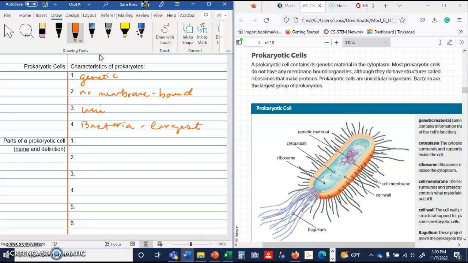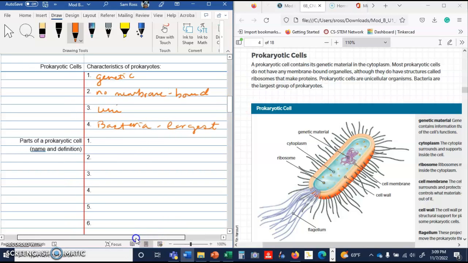So hopefully you'll write more than I did, but if we go back to number 1, characteristics of prokaryotes, a prokaryotic cell contains its genetic information in the cytoplasm. Most prokaryotic cells do not have any membrane-bound organelles. Prokaryotic cells are unicellular organisms, that's number 3. And bacteria are the largest group of prokaryotes, that's number 4.